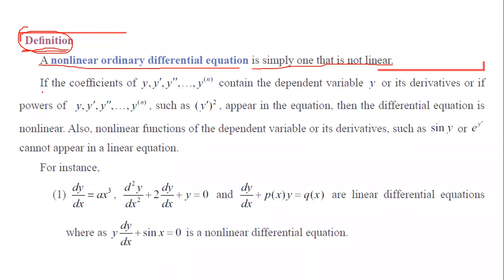See that the conditions are given here. If the coefficients of y, y dash, y double dash, y power n contain the dependent variable y, it is one important point. In the last class I mentioned that if the coefficient of y, y dash, y double dash, y power n is multiplied with only a function of x, it is a linear differential equation. If it is multiplied with the dependent variable y, then it is called non-linear.